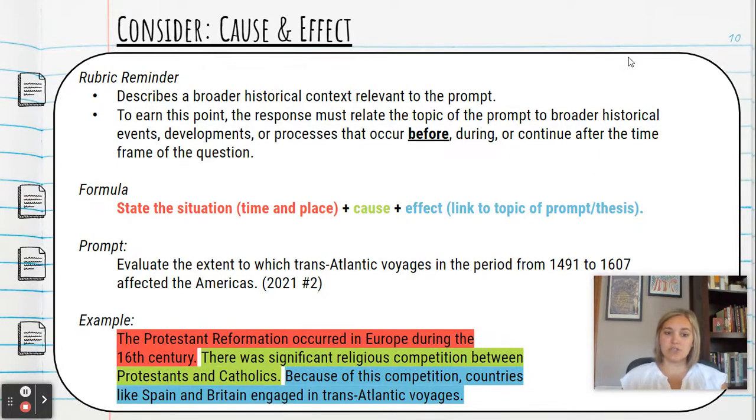So first thing students should do is state the situation. What is the time and place? Provide the cause, and then the effect is actually also part of the link to the prompt or thesis. So sometimes having it look really simple like this and be something that's more easy to remember, cause and effect, that might be the trick that takes your students into the place where they feel they can do this successfully without that feeling of overwhelm.